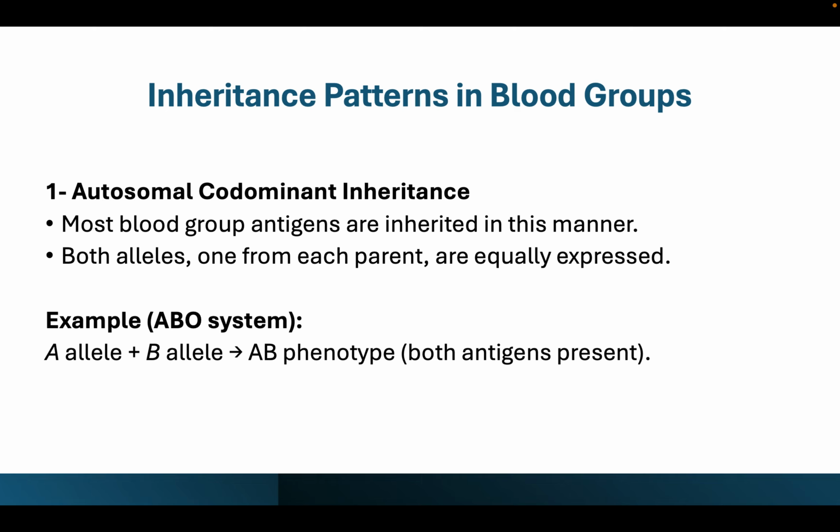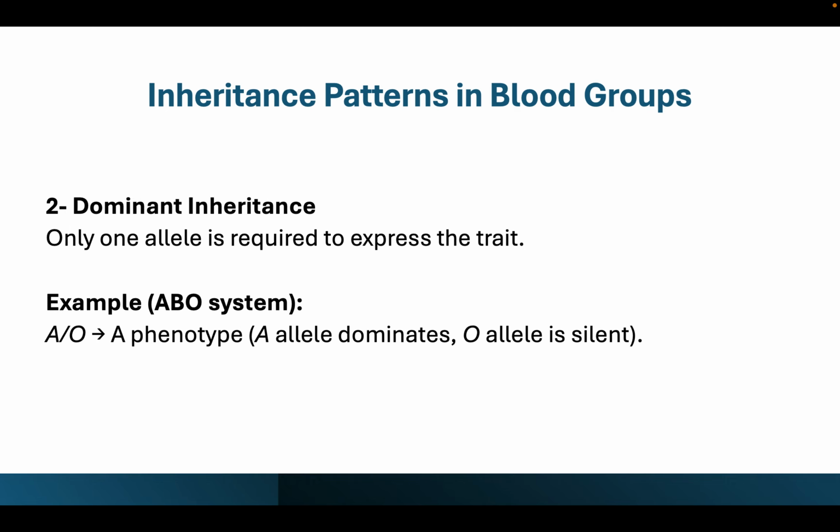Autosomal codominant inheritance: most blood group antigens are inherited in this manner. Both alleles, one from each parent, are equally expressed. For example, in the ABO system, the A allele and the B allele are codominant, so they express together and give me the AB phenotype, with both antigens present.